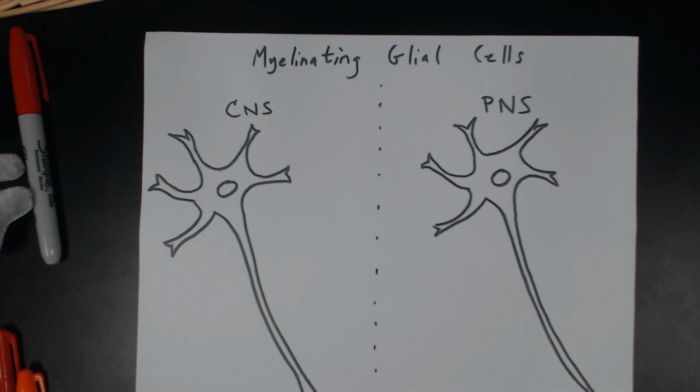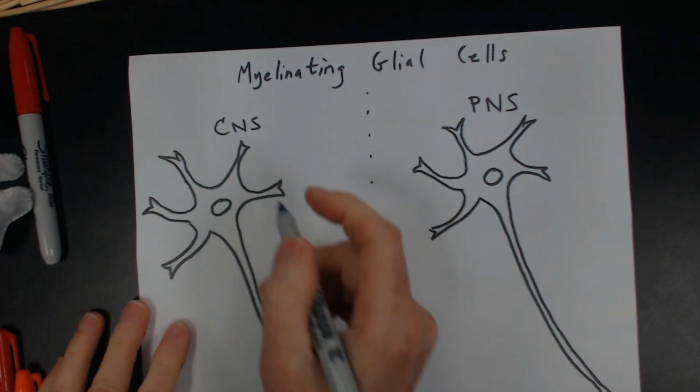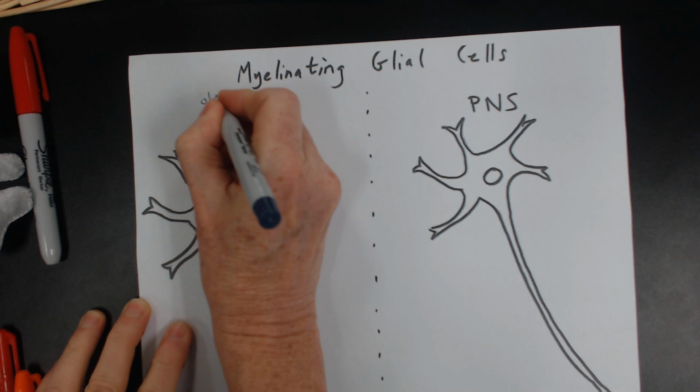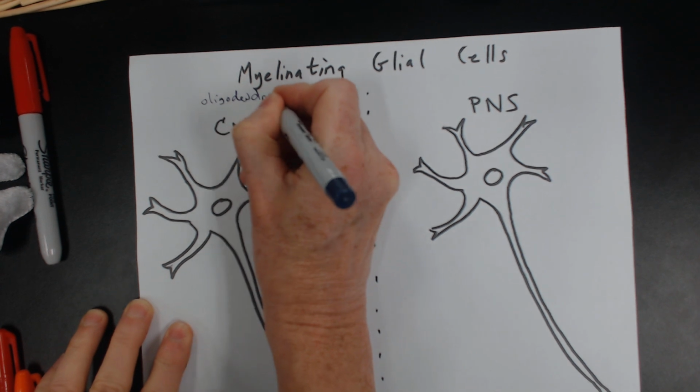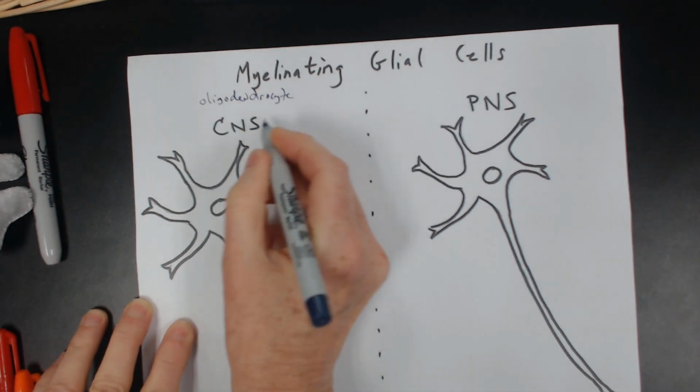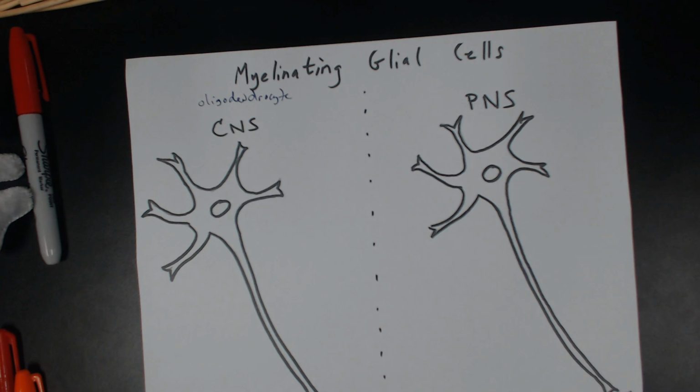Does anyone know the name of the cells that are involved with myelinating neuronal axons in the CNS? Those are called your oligodendrocytes. Okay, these are oligodendrocytes, and they're myelinating glial cells that are only found in the CNS.